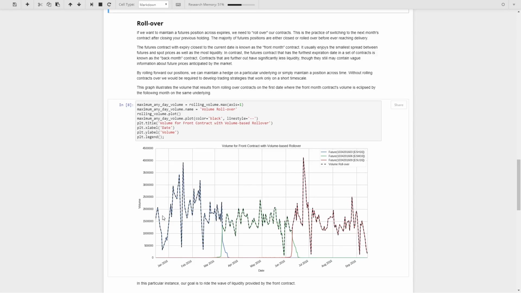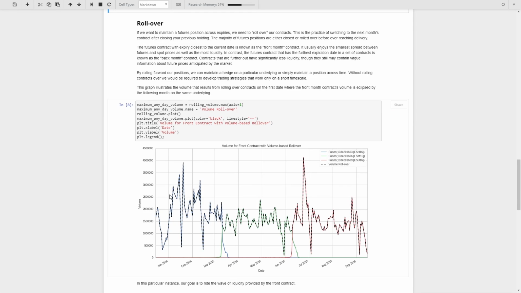So if we take this sort of skyline here, this black dotted line, this is the volume that we would enjoy by closing out our front month contract and moving our position to the next month as we approach the expiry of each. Essentially what we're doing here is riding this wave of liquidity provided by the front month. But this same behavior is going to hold no matter how many months out you're actually trading. If you're holding a position that's 2 months out on a given underlying, as you approach the expiry of the front month, you might want to roll that forward again.